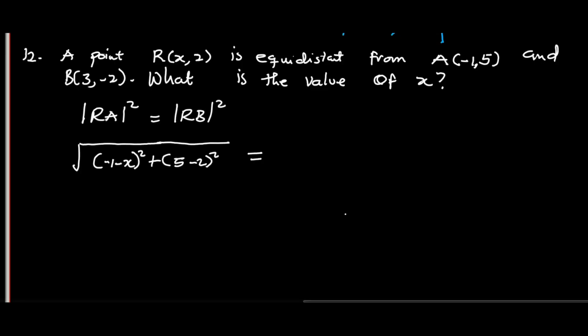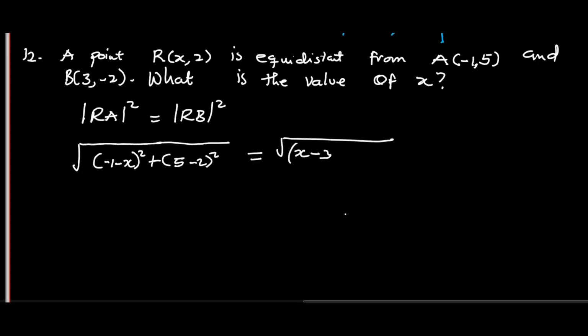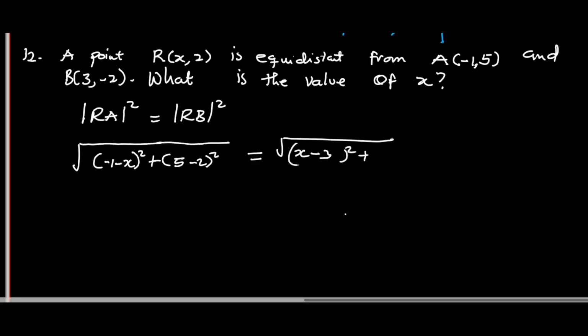Then that will be equal to the square root of, so we have R. So R is the square root of (x minus 3) all squared plus (negative 2 minus 2) all squared. Now if you square both sides, we eliminate the square root. Then I want to simplify: I have (1 minus x) all squared plus, when we simplify this, 5 minus 2 gives us 3.